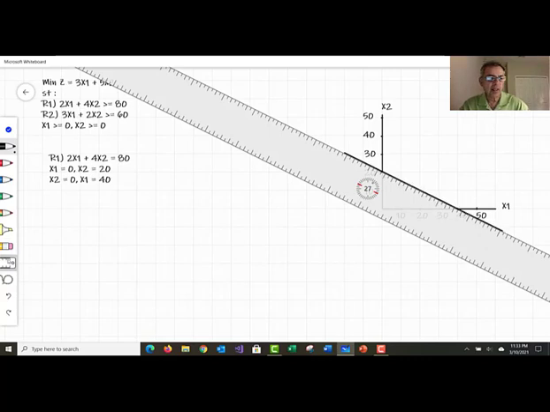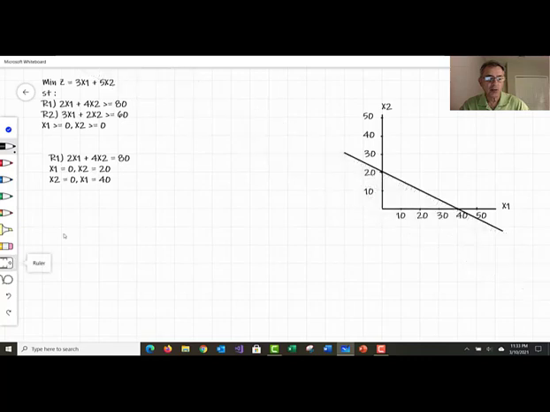So that line represents this equation. In other words, all pairs of x1 and x2 on that line satisfy that equation. But our constraint is greater than or equal to. So we have to identify which side of this line, the upper part or the lower part, satisfy the inequality.